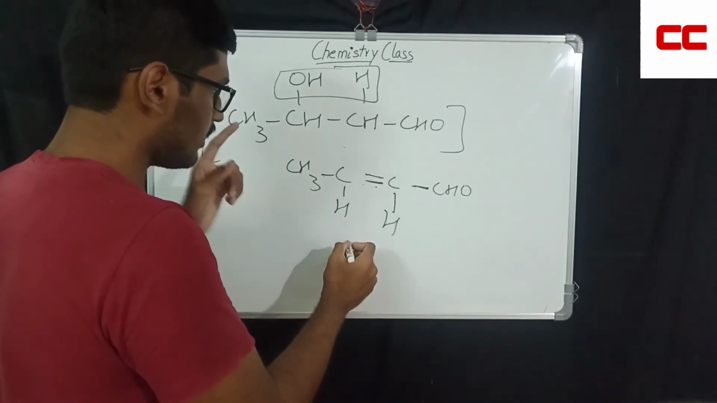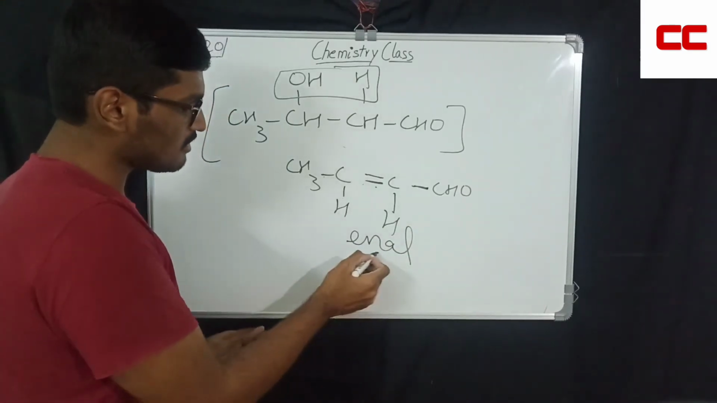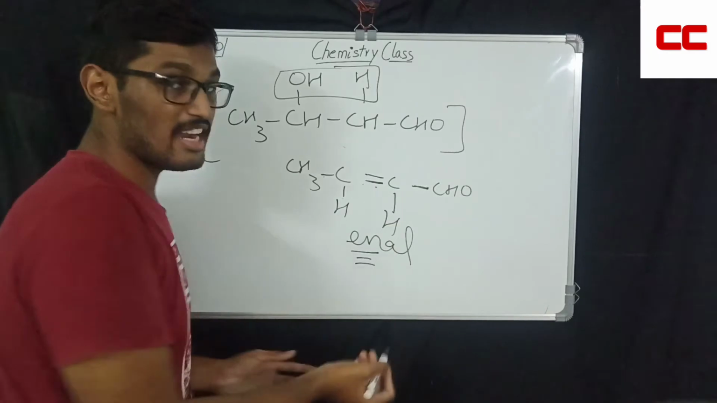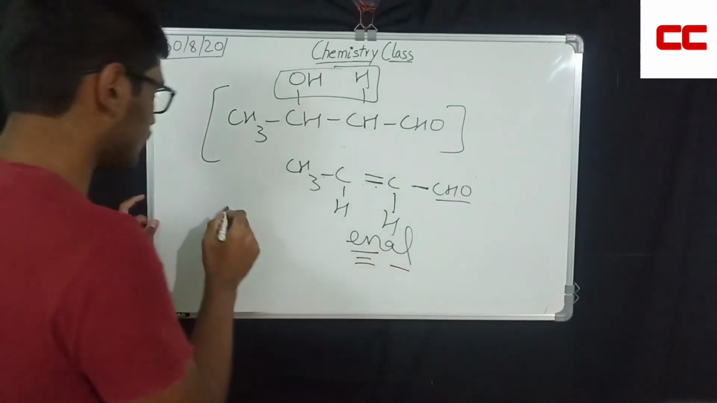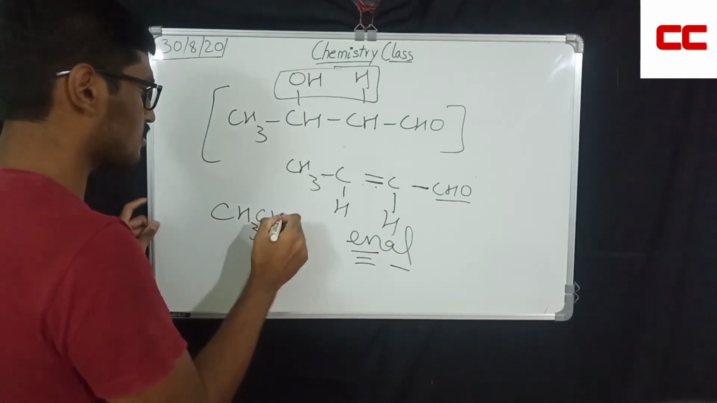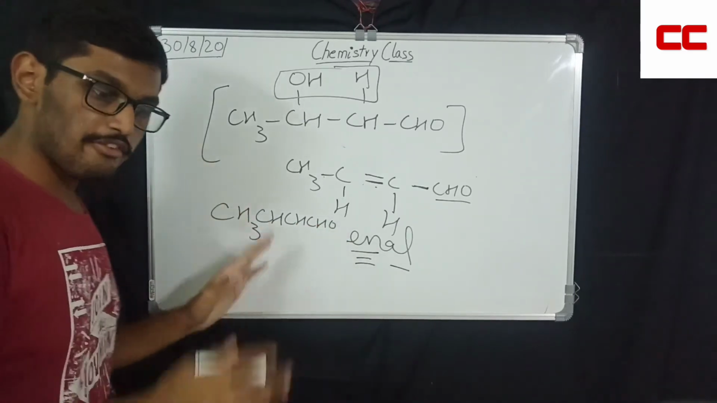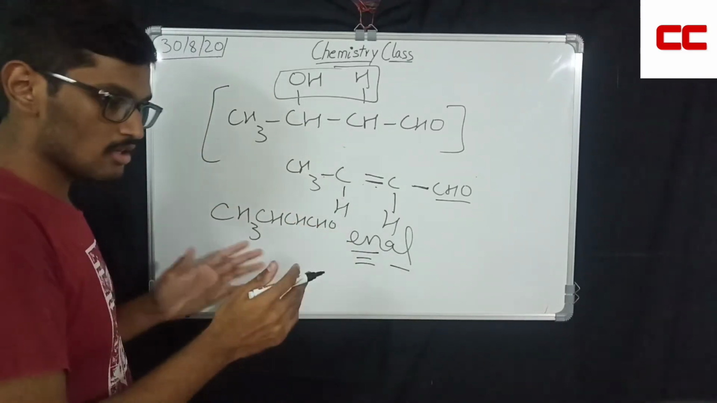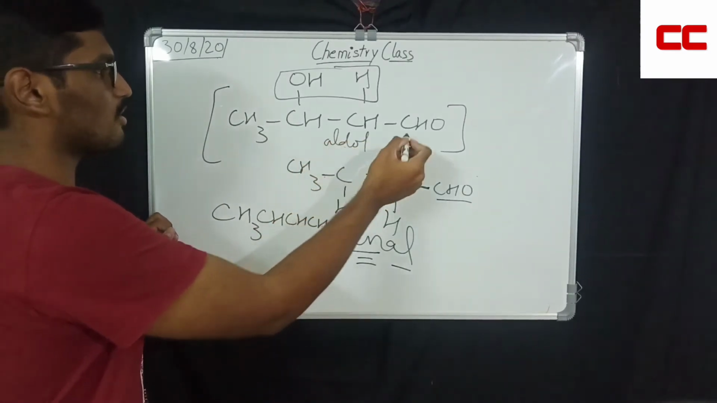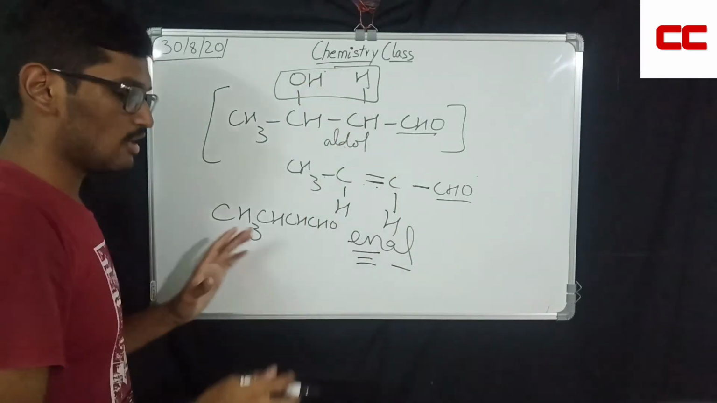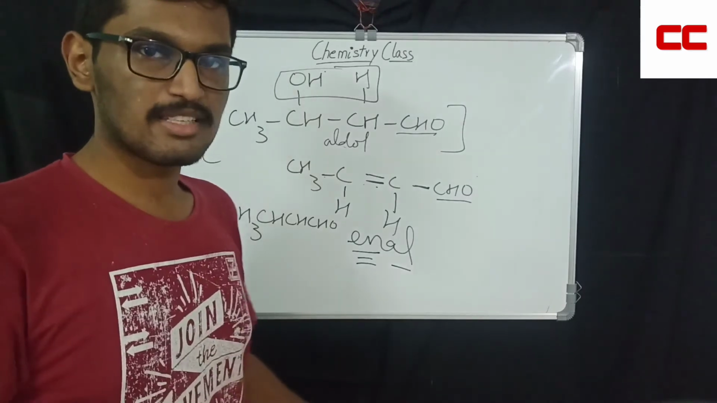So that is why this compound's name is enol. What is enol? En means double bond, alkene, double bond. Al means aldehyde. So CH3, CH, CH, CHO is the final compound, and this is actually called aldol. You know aldol. Why is it called aldol? Because an aldehyde is there, and an alcohol group is also there. So that is the reason why it is called aldol. So let's see further what happens next.